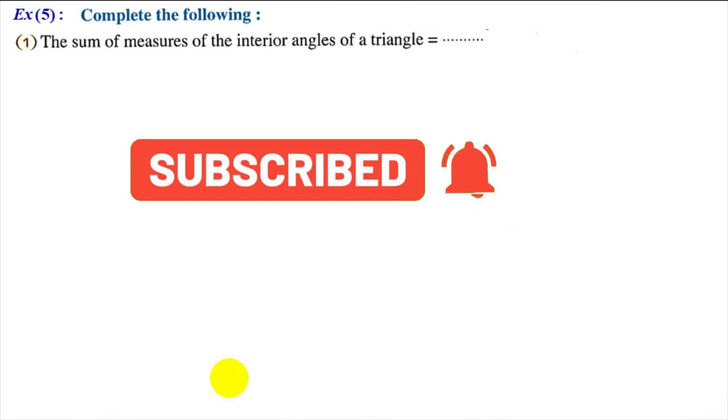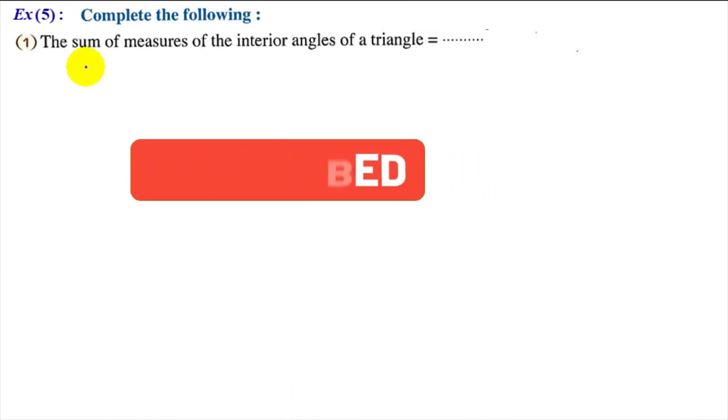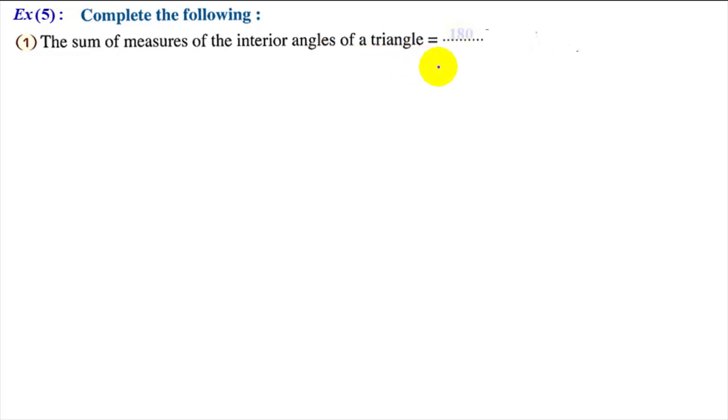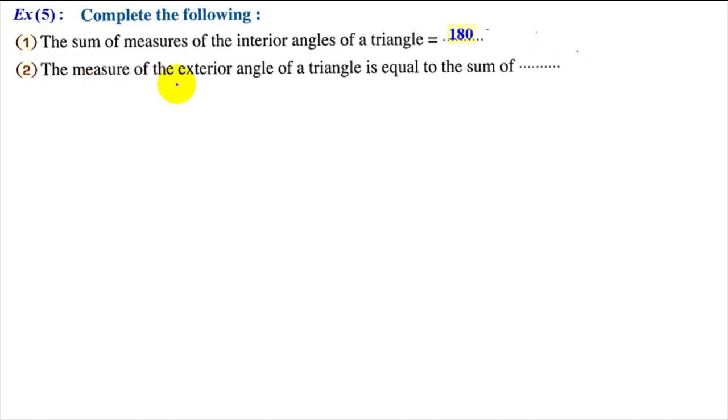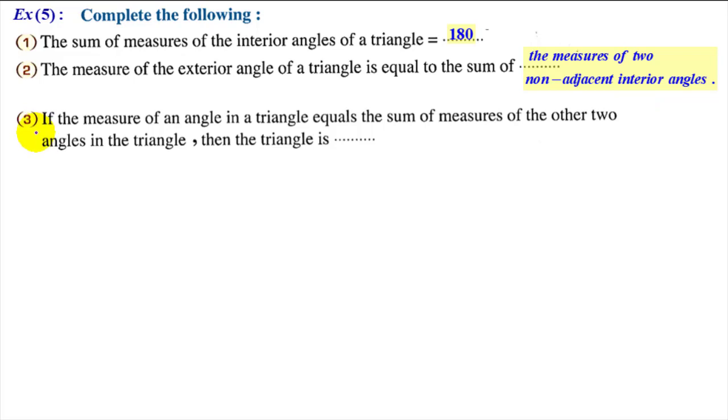Okay, let's take example number 5. Complete the following. The sum of the measures of the interior angles of the triangle equal 180 degree. Excellent. Number 2. The measure of the exterior angle of the triangle is equal the sum of، لسه قايلين الجزء ده، the sum of the measures of two non-adjacent interior angles. Number 3. If the measures of an angle inside the triangle equal the sum of the measures of the other two angles inside the triangle, then the triangle is... هو طالب مني الـ type of triangle: acute or right or obtuse angled triangle.